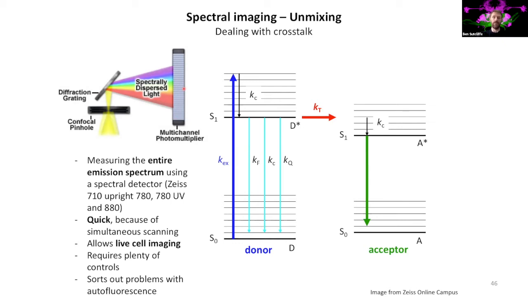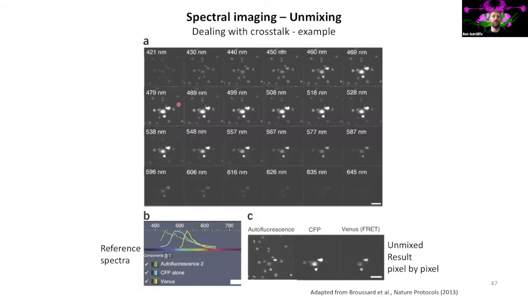Because you do that all simultaneously, you can scan the entire spectrum very quickly, so you can do live imaging this way. As long as you have all the controls, so the donor on its own, the acceptor on its own, and a background sample as a minimum, you can unmix these. These are the different spectra for the controls, and then you can unmix everything that you get back on the detector to give you your autofluorescence, your CFP, and your YFP, so the FRET. So it can be very useful to use this to make your FRET experiments a bit easier.